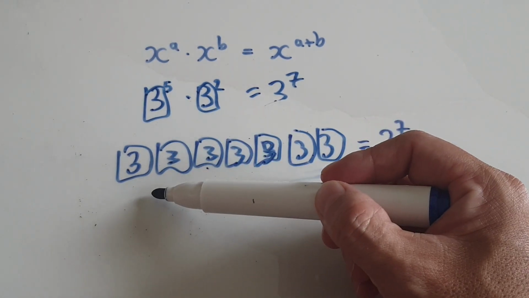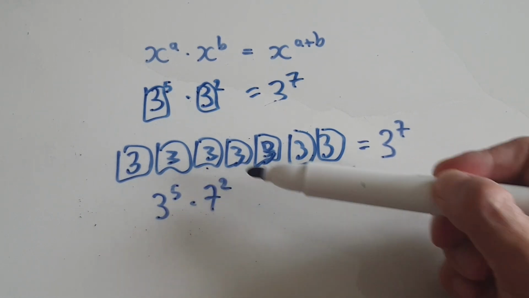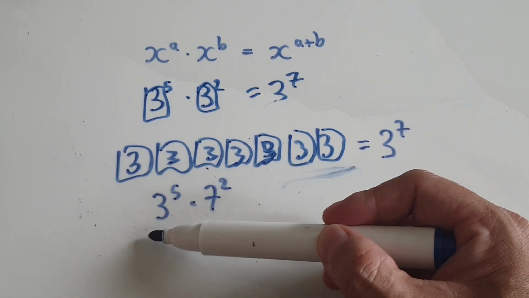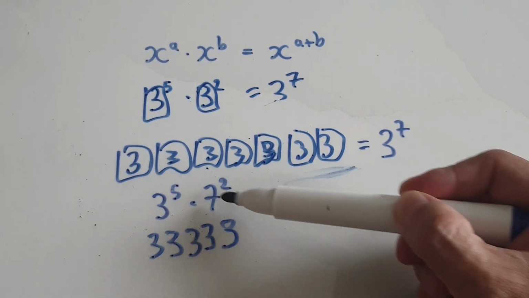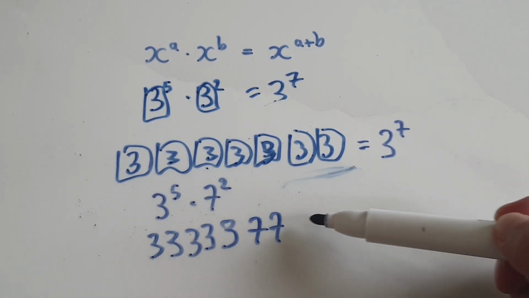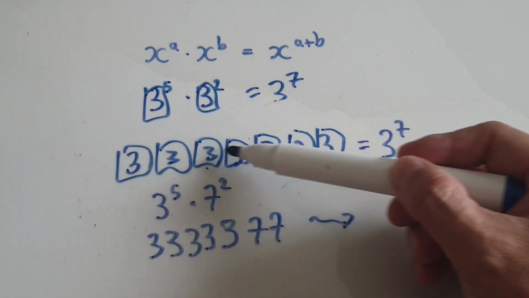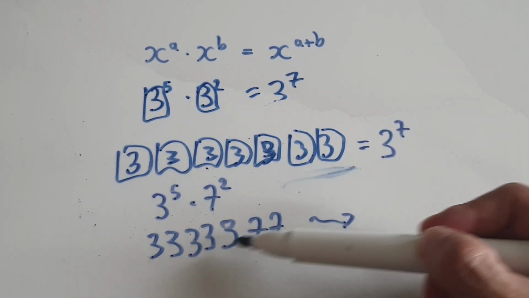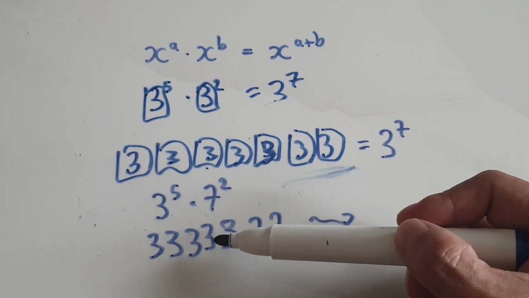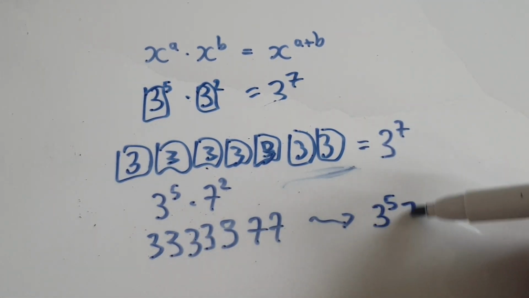Well, if you have 3 to the power of 5 times 7 to the power of 2, the reason why this doesn't work is because here you've got 3 times by itself 5 times, and then 7 times by itself twice. There's no quick way of writing this. Just like here, because all these are the same, then you can write 3 to the power of 7. But here, there's no quick way of writing this. You've got no choice but to write it as 3 to the power of 5 times 7 squared.